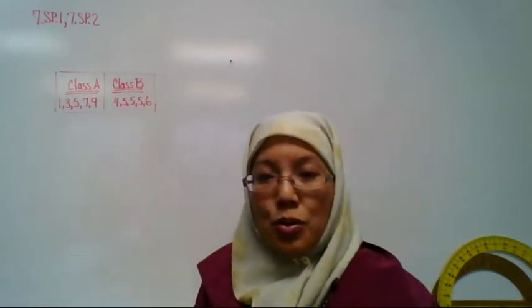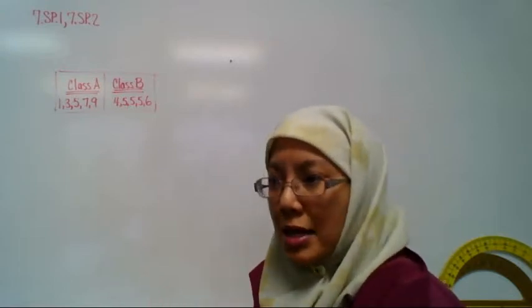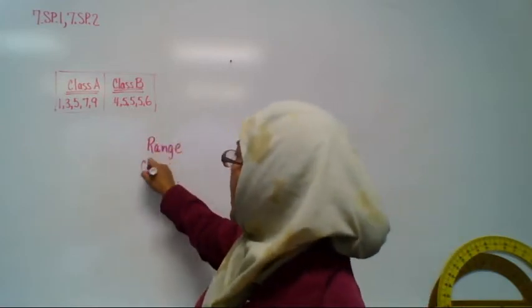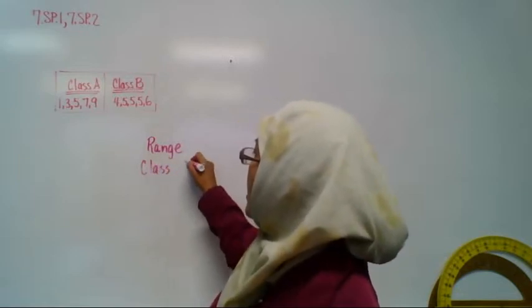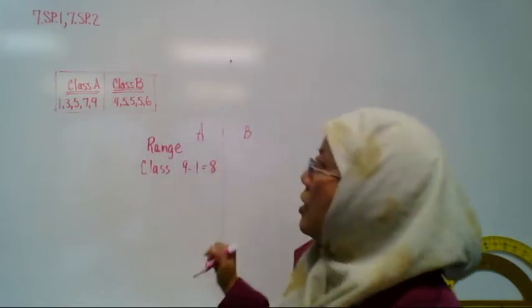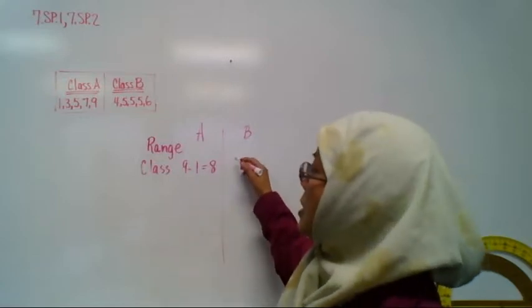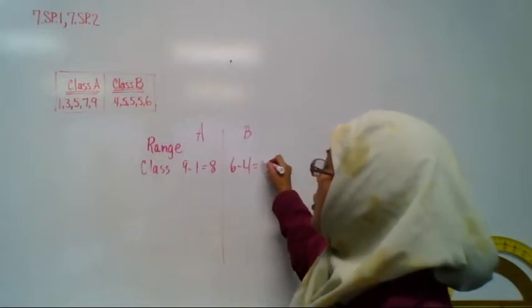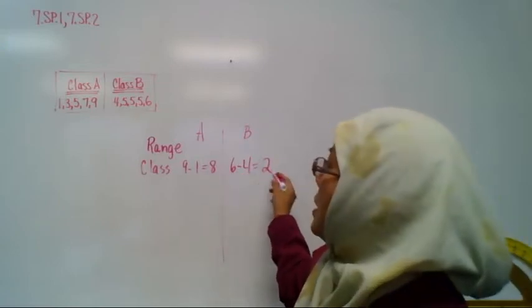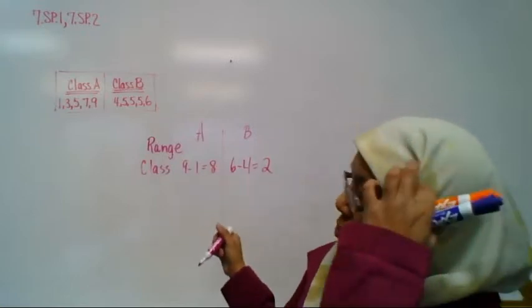So if you wanted to take the range, you would just take the smallest, subtract that from the largest, or max minus min. So your range for Class A would be 9 minus 1, which is 8. So this is A. And your range for Class B would be your max minus min. So again, it's 6 minus 4, which is 2. So as you can see, we compared the two. Class B has less of a range. Class A has a pretty wide range.